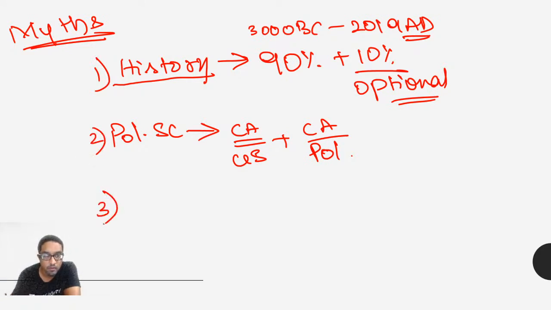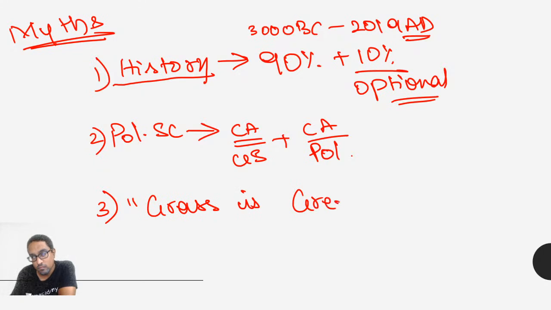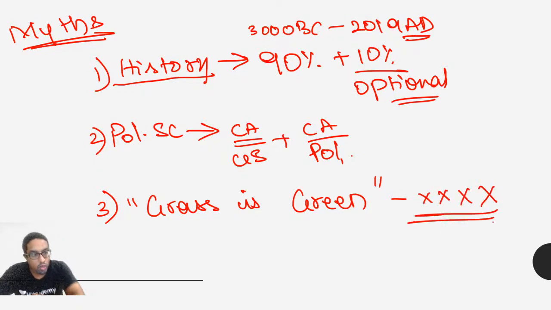And the third part, I can say, is the grass is green myth. The grass is green on the other side of the fence. ये जो myth है ना, this must be first stopped. Just because somebody scored some score in some optional, it does not mean you will also get the same. Understand this very well.